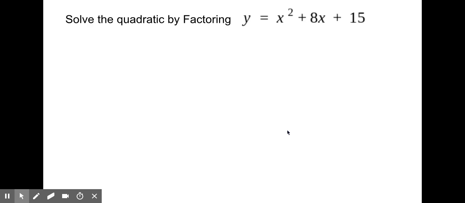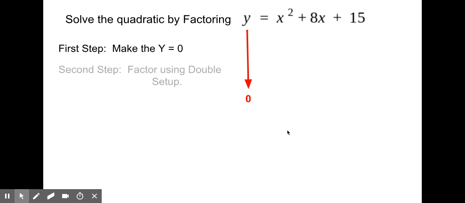Your first problem looks like this. Your instructions are to solve this quadratic by factoring. So here are some steps. Step number 1, make the y equal 0. Anytime you're asked to solve a quadratic, they're asking you for the x-intercept, which means you make the y equal to 0 and you solve for x. So the first thing you need to do is put a 0 in the y spot.